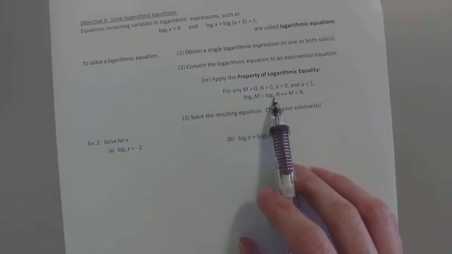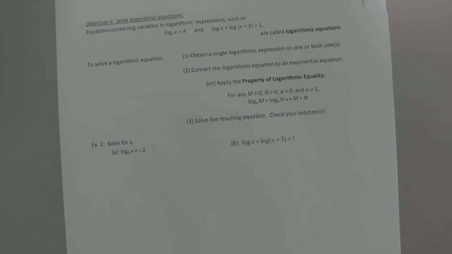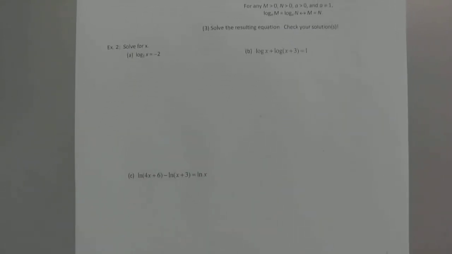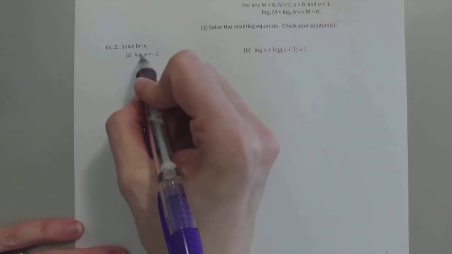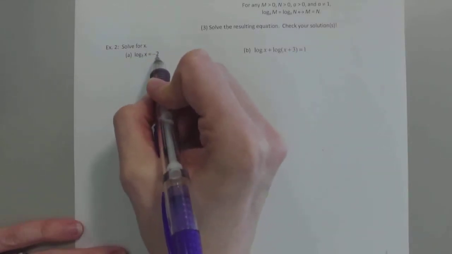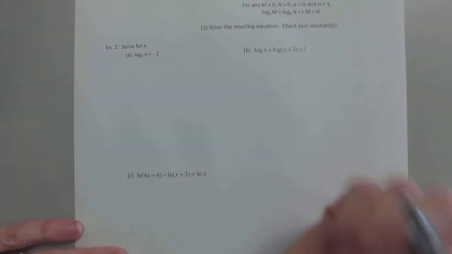Oh, and again, it just kind of tells you, if at any point you can get a single log equal to the single log of the same base, then just worry about the insides equaling each other. So if you've got log base 5 of 2 equals log base 5 of x, then 2 is x, okay? Again, that's rare though. So let's look at A. Log base 3 of x equals -2. So you want to get it down to a single log on both sides if you can.